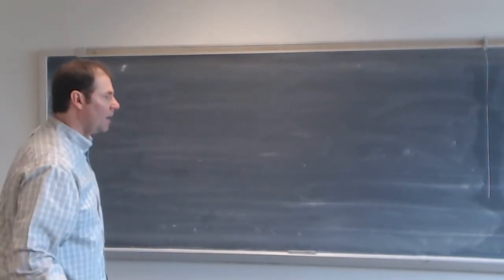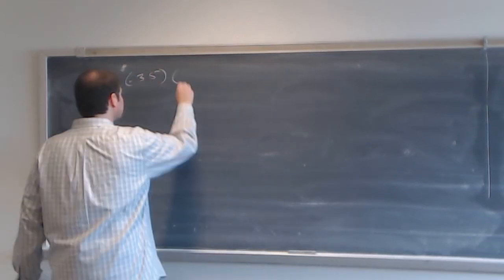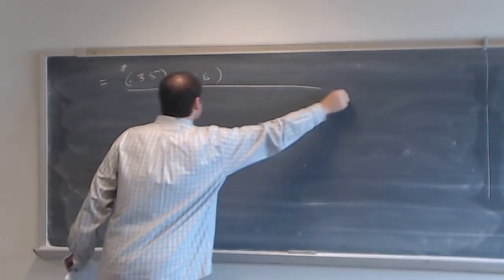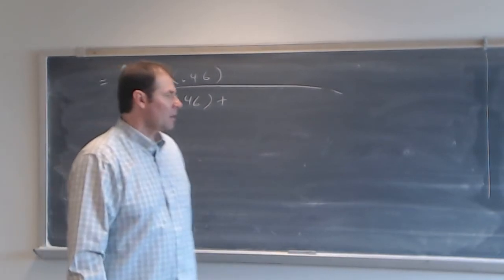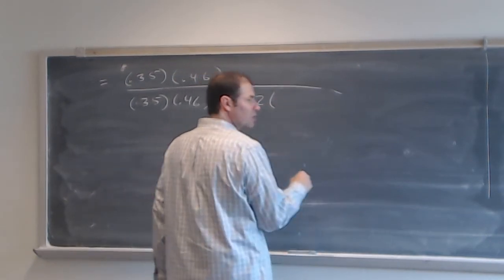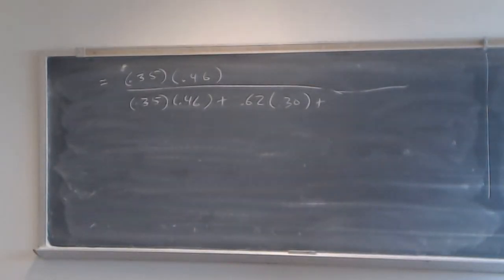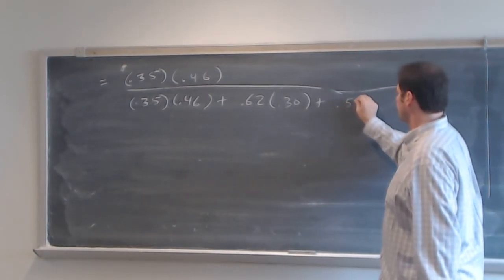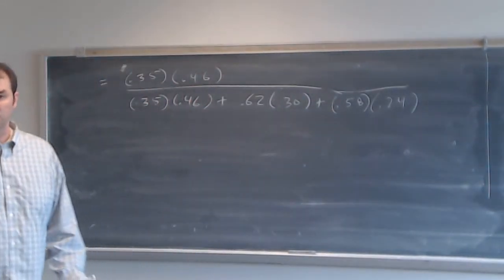So numerically, what I get for an answer is this: the probability of voting given independent, 0.35, times the probability of being independent, 0.46, over 0.35 times 0.46 plus the probability that you voted given liberal, 0.62, times the probability of liberal, 0.30, plus, finally, the probability that you voted given conservative, 0.58, times the probability of conservative, 0.24. That multiplication and division gives you the answer to the problem.